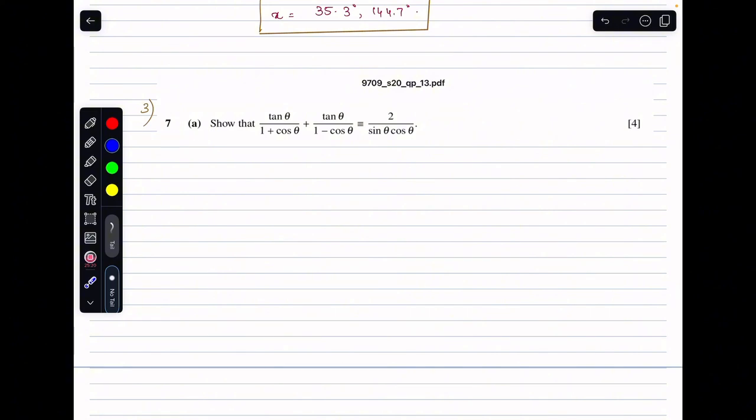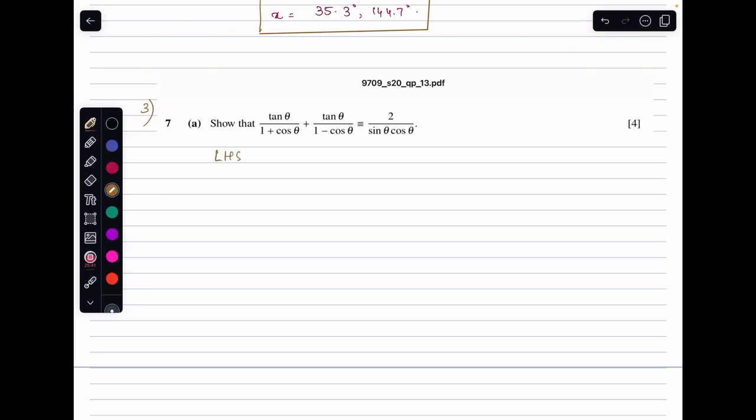And the question says, show that tan theta over 1 plus cos theta plus tan theta over 1 minus cos theta identity. That means it should be simplified so that it equals 2 over sine theta cos theta. So to prove the identity, I will start working from the left hand side.